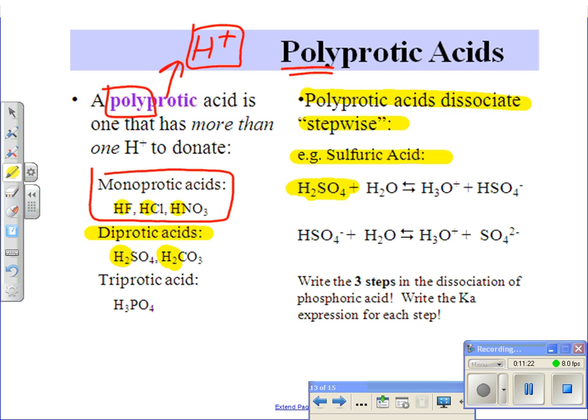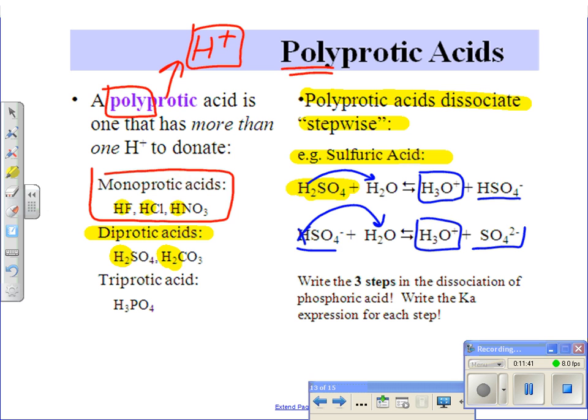So if we write out the Bronsted-Lowry reaction, we take one of these H's and give it to water, so you get H3O+, and then this is missing one H, giving you HSO4-. That becomes a reactant in the second equation. Then it gives another H to water, making H3O+. Once you take the H off there, you end up with SO4 2-. So when we talk about polyprotic or diprotic acids, we assume that the H's come off one at a time.